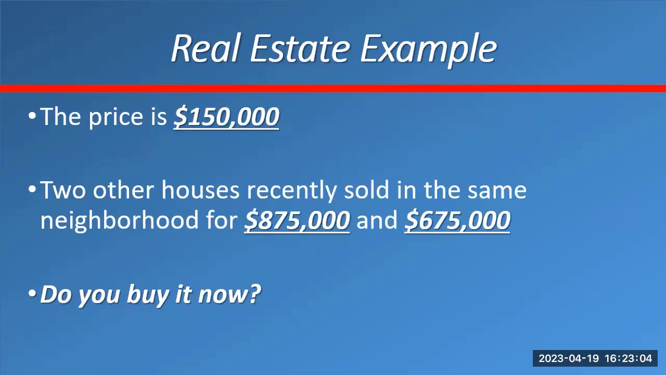Well, let's say there's two houses in the same neighborhood and they recently sold one for $875,000 and another one for $675,000. Would you buy it now? You would now for sure? What do you know about this house? There's got to be something wrong with it. Why would they be selling it for $150,000? So you'd want to know what that was. But Adrian's probably thinking, I don't care if there's anything wrong with it. I'll tear it down and build a $700,000 house because I can probably get my money back somehow.